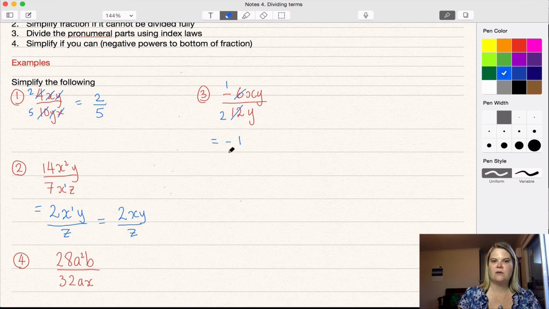We can put a 1 on the top and our 2 on the bottom. X on the top, there's no x's on the bottom, so this x stays on the top. Y on the top, y on the bottom, we can cancel those two out. So cleaning this up a bit, we don't need to put this 1 here, we can just put -x divided by 2. You could have also written -1/2x, which equals the same, so if you got that solution, you've still got the correct solution.